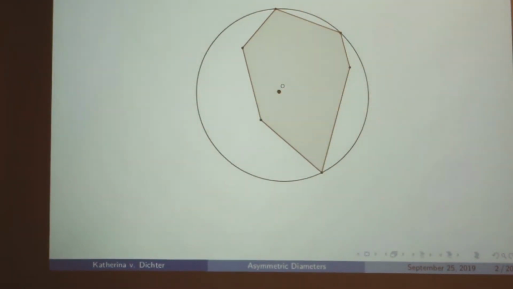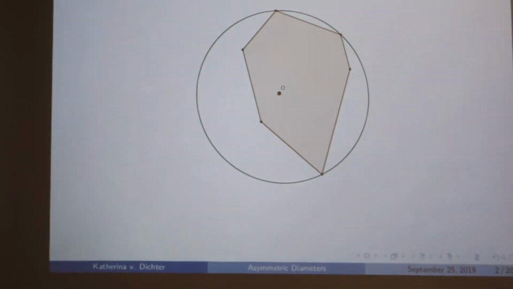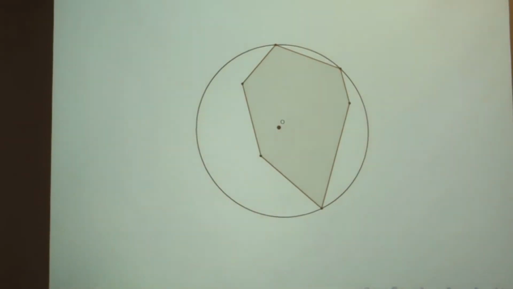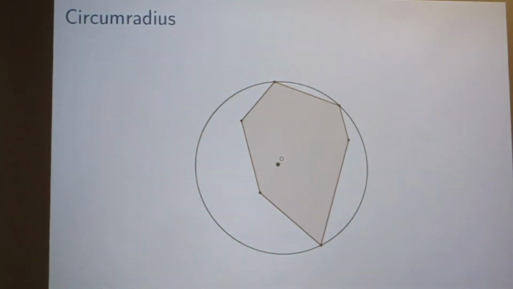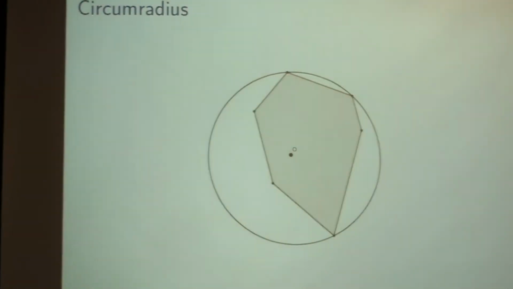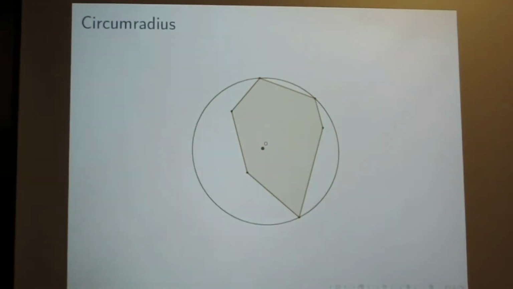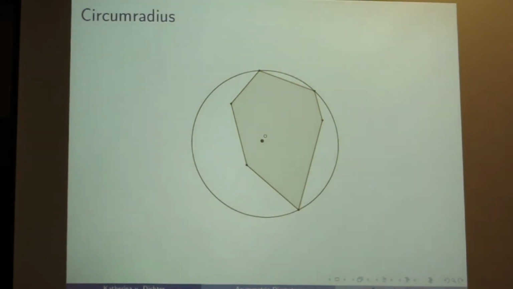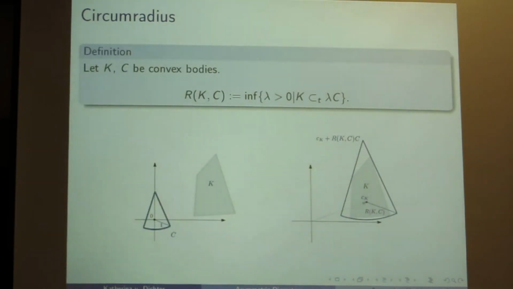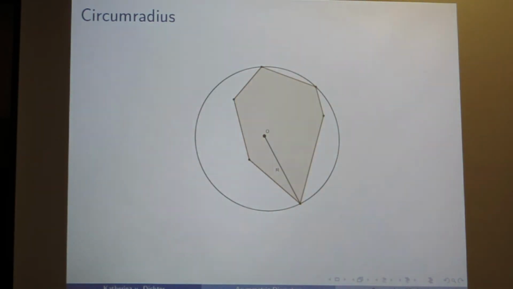So let's start with some basic definitions. First of all, we need the circumradius. That's something we know from high school. We have a polytope, here a hexagon, and a circle, and we want to find the circumradius of the hexagon with respect to this Euclidean ball. How do we do it? We inscribe this hexagon in the ball, and then find the radius of the ball.